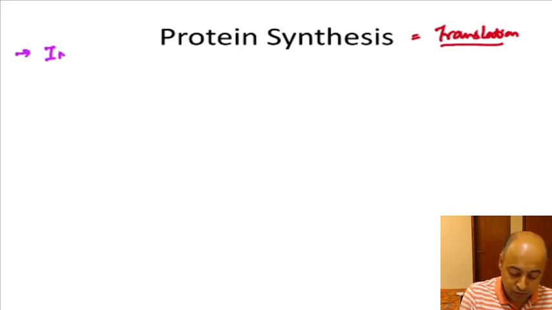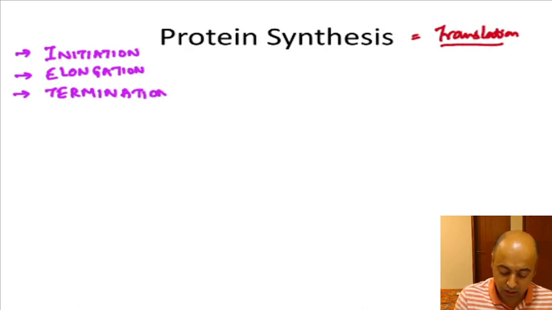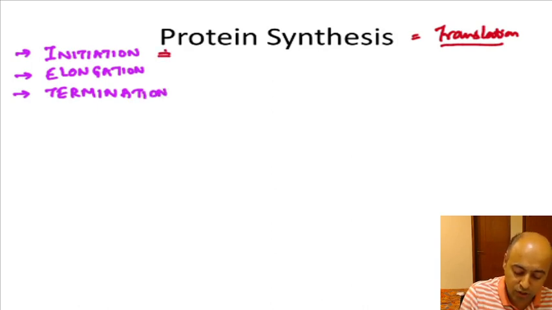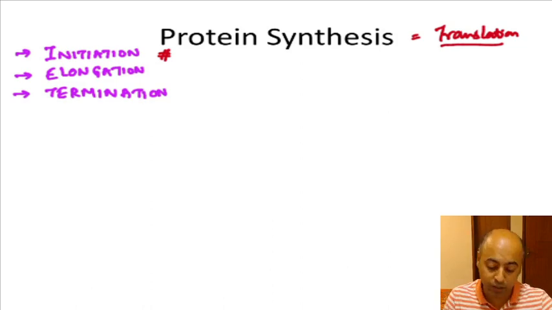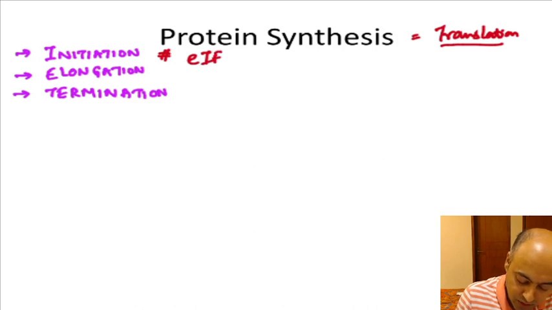We have what is known as initiation, then we have elongation, and finally we have termination. So what you have to remember, in initiation, the protein molecules which come into play include the initiation factors, eukaryotic initiation factor 1A, 2, 3, 4, this 4 is 4F, and 5.